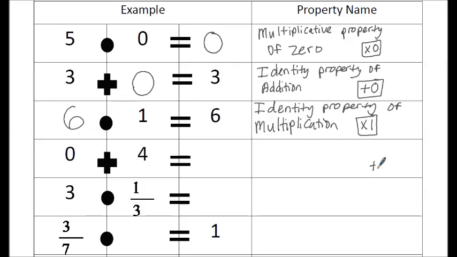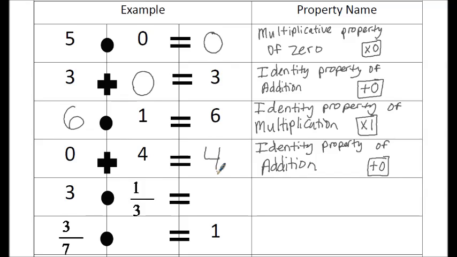Now 0 plus 4, we're adding 0. So when we add 0, we don't change the identity through that addition. So we're going to have the identity property of addition. So when we do add 0 to 4, we're not going to change the identity, and we get 4.